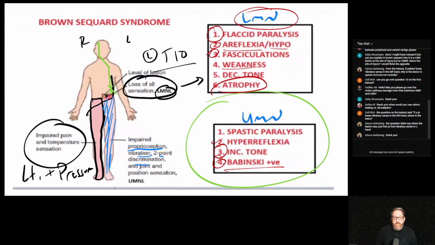So just remember what these are. You don't have to know exactly why they cause each one, but just remember these are lower motor neuron lesion symptoms, and these are the upper motor neuron symptoms as well.